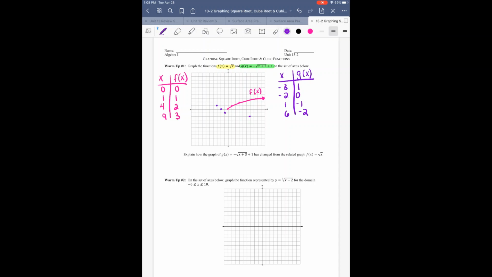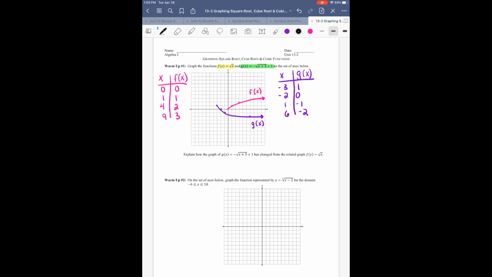Okay, I'm going to connect these points with my curved line and an arrow, and I'm going to label it g of x. Okay, so the next question asks me, explain how the graph of g of x has changed from its related graph f of x. So I'm going to look at f of x and see what's happening to get to g of x.